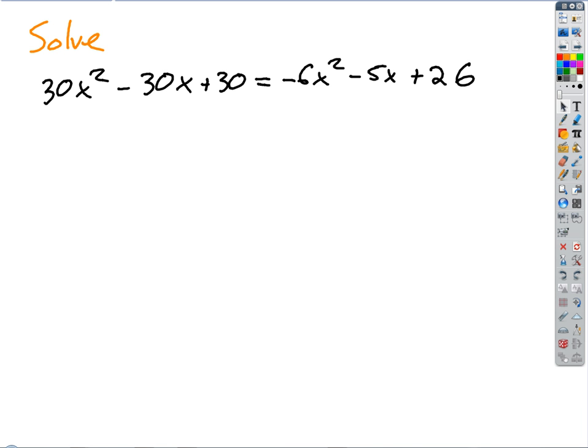At the end of the chapter, I'm going to give you a big test that just has a bunch of quadratic equations that you have to solve, and there's about 5 different ways to do it. You got to pick the right one. We only have 2 right now, so that's good. But we got to make sure we get the right one of the 2.